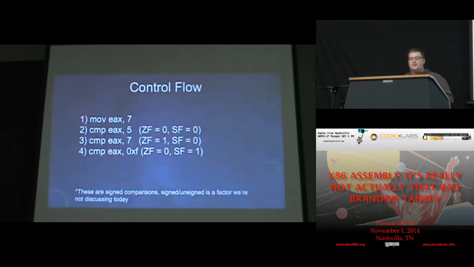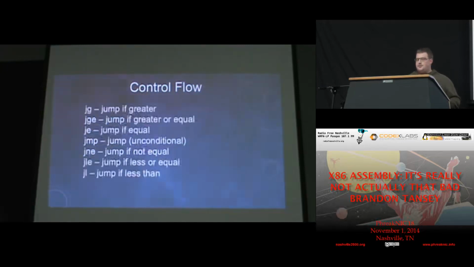And the next example is compare EAX, 7. Remember, compare does not change what's actually in the register, so we're still comparing 7 to 7. So 7 minus 7 is 0. So the zero flag goes high, and the sign flag stays low. And then we'll compare EAX, which is still 7, to hex F, 15. 15 is greater than 7, so 7 minus 15 is negative. So the zero flag stays low because the result was not 0, but the sign flag goes high because the result was negative.